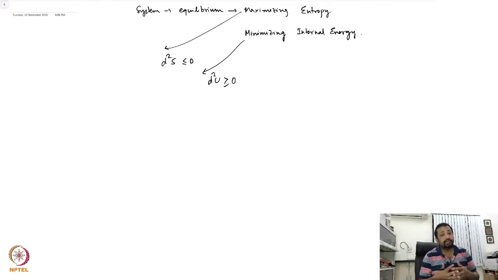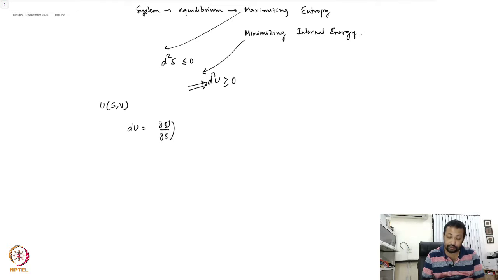But the idea now is, what does it really mean for the system? This is all very good. I have written down a differential form of my stability criteria, but how does this stability criteria translate to the system in real life? So for that, we want to consider U as a function of S and V. I'm going to focus on the minimization of the internal energy. One can also do the maximization of the entropy, and one should get the same result. Now clearly here, if I write down the change in the internal energy, this would be dU = (∂U/∂S) at constant V dS + (∂U/∂V) at constant S dV.